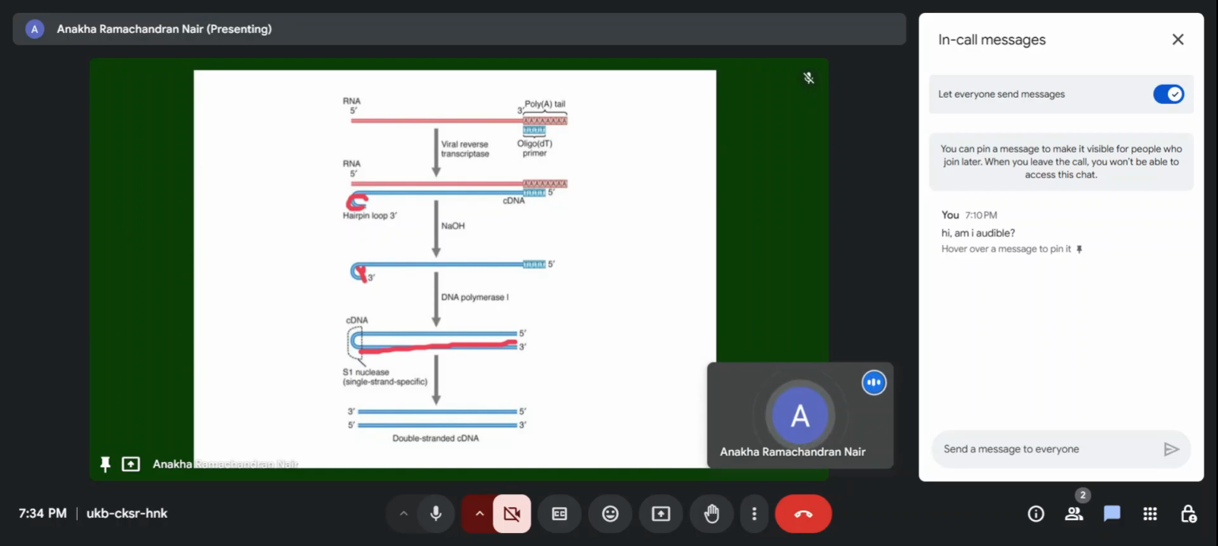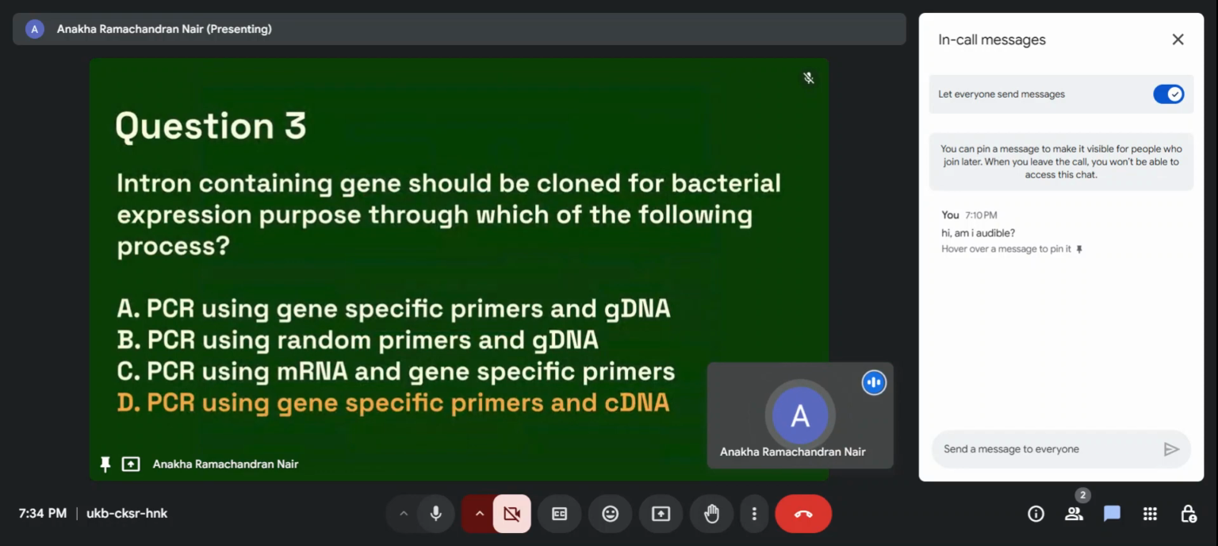And then you can use S1 nuclease. What that does is it removes this hairpin loop structure. So now you have a normal double-stranded cDNA molecule, and this you can use for cloning into a bacterial expression system because you use the mRNA. And this mRNA doesn't have any introns. So this is a completely processed RNA, that is the mRNA. So it has only the gene information. So you use PCR gene specific primers and a cDNA.